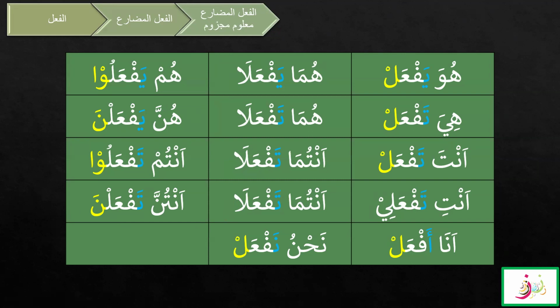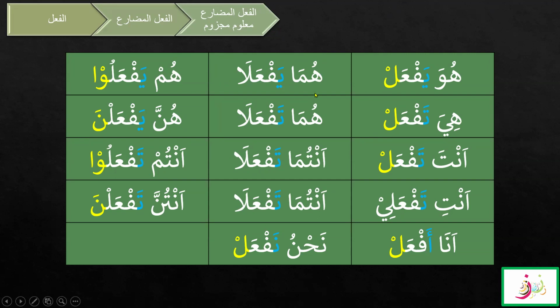Now here is the chart for fi'l mudari ma'loom majzoom. We learned the three rules for fi'l mudari ma'loom majzoom, so let's apply them. We know that the first rule was: if you see a dhamma, change it into a sukoon. Huwa yaf'al. Alright, so here this is our pronoun chart. Here, huwa yaf'alu will be changed into huwa yaf'al. The last letter will get a sukoon.